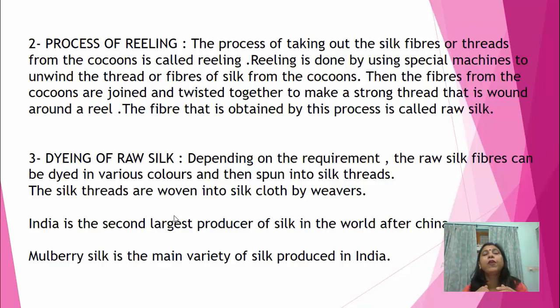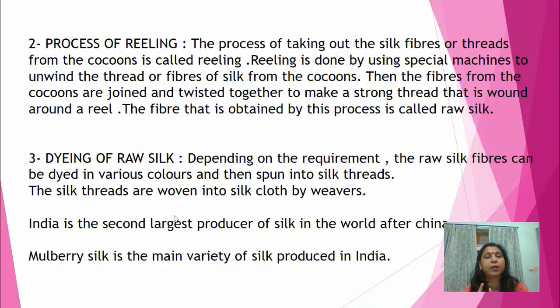Special machines are used, jisse ki jo thread hai or fiber hai wo cocoons mein se nikal liya jaye. Then the fibers from the cocoons are joined, unko joda jata hai. Then they are twisted together to make a strong thread that is wound around a reel. And is pure process se jo fiber banta hai, that is known as raw silk.